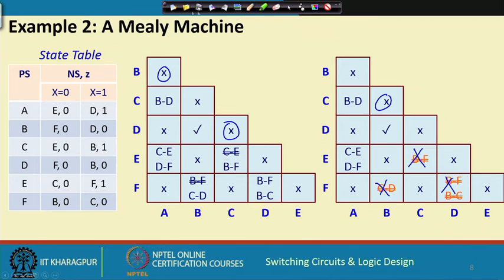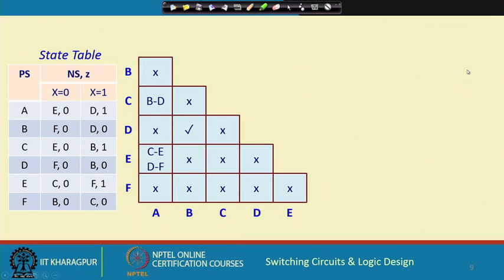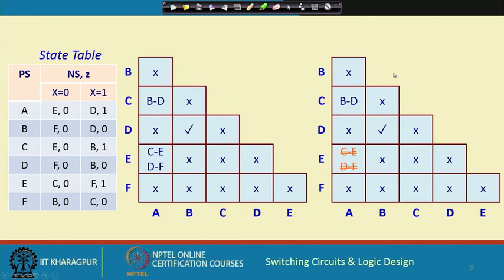Okay? So, this is how you continue. So, this is the final state table which shows that B D, C E and D F are equivalent. But if you check once more, you see between C and E there is a cross. So, C E also goes out, between D and F there is also a cross. So, D F also goes out. So, only B D remains and no further changes can be made. So, in this table you can conclude that only the pair of states B and D are equivalent, right? No other states are equivalent here.